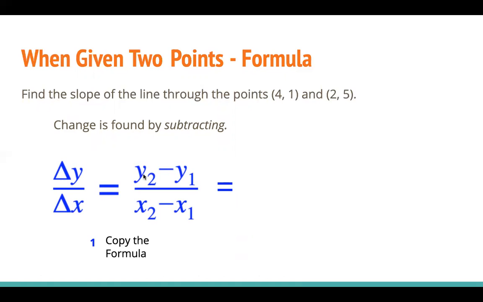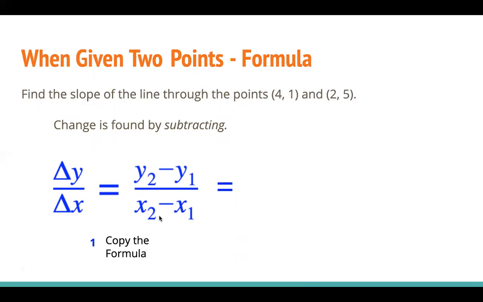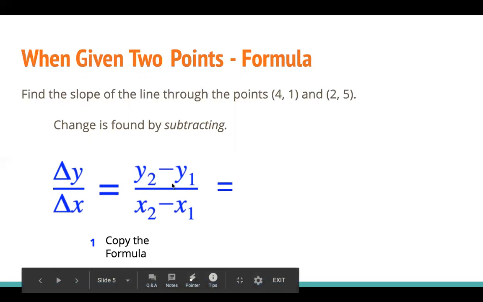The formula for finding the slope between 2 points is really, change is found by subtracting. So I subtract the y coordinates, and on the bottom I subtract the x coordinates. It is really the same as those other 2 methods, but it just looks different, and this is more of a formula method.